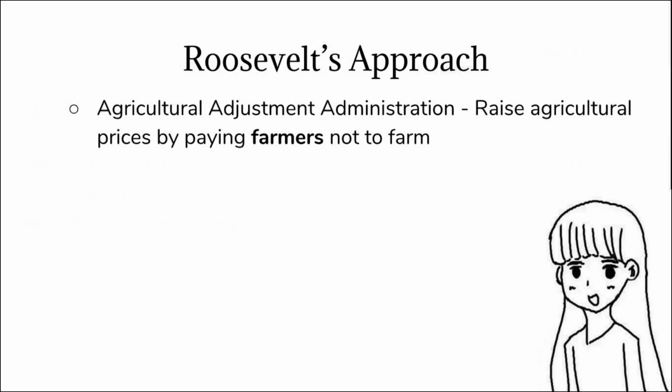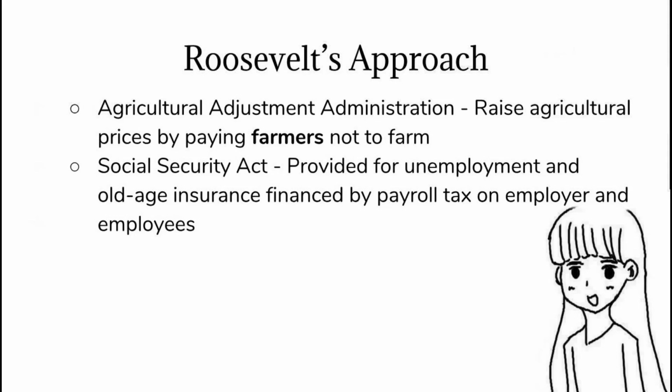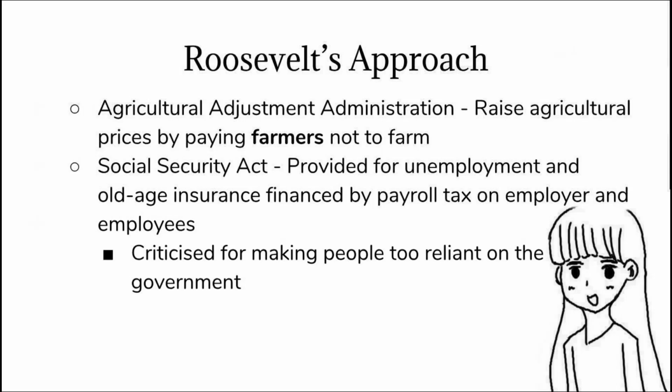There's the Agricultural Adjustment Administration, raising agricultural prices by paying farmers not to farm. So the people. Social Security Act provided for unemployment and old age insurance, financed by payroll tax on employer and employees. However, it was criticized for making people too reliant on the government. So it's very clear that Roosevelt was helping more people, contrasting Hoover, who helped the organizations and companies.